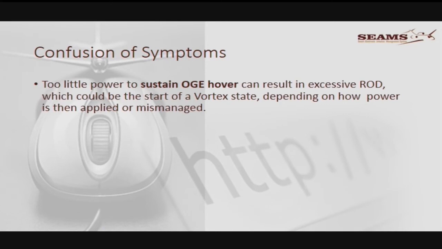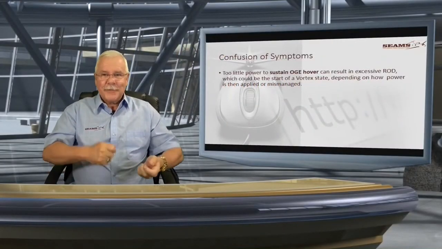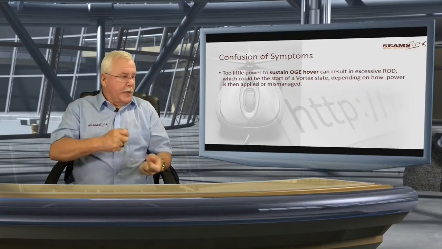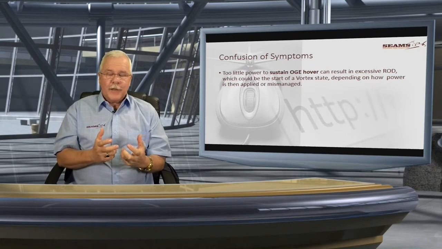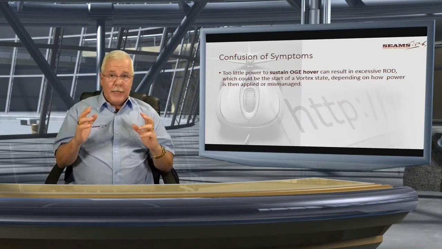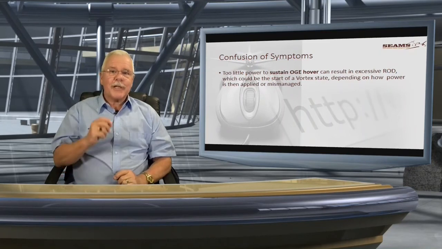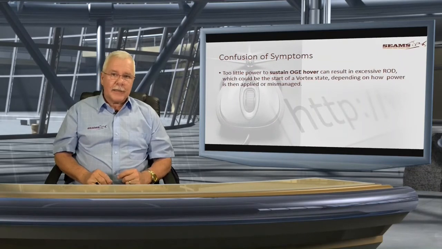Confusion, too little power to sustain out of ground hover can result in an excess rate of descent, start of the vortex ring spinning on the low power. And this is where we're sitting. We're sitting in the out of ground effect. We've got too little speed. We're sitting around there. All of a sudden we're running out of power, and what now? Now immediately, whoa, we're in a fully fledged vortex ring state. Yes, you are on your way to a vortex ring state due to the fact that you could not sustain, and that was not a pilot-induced rate of descent.